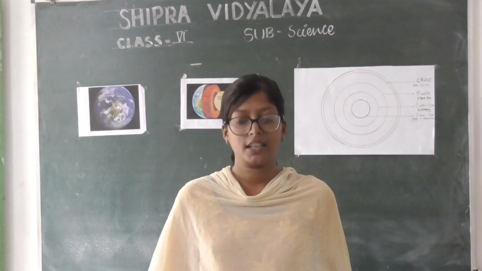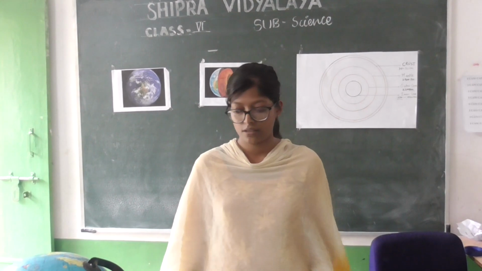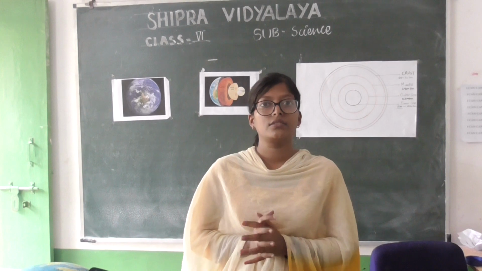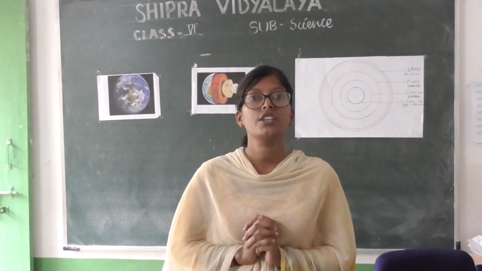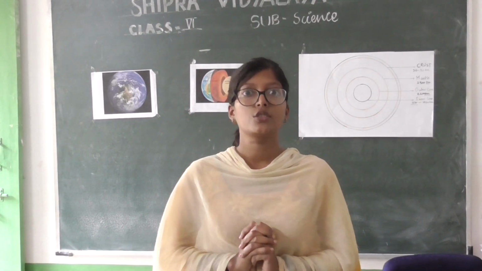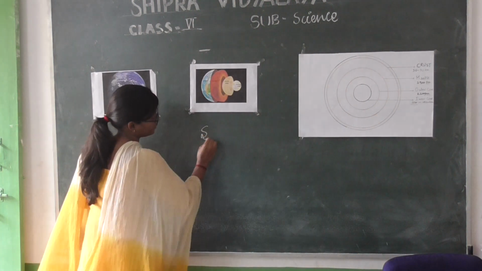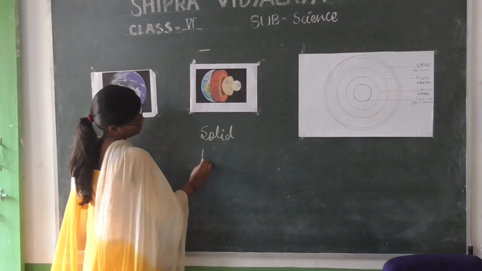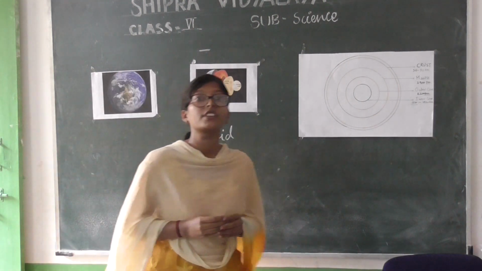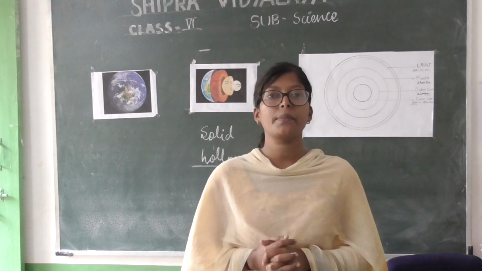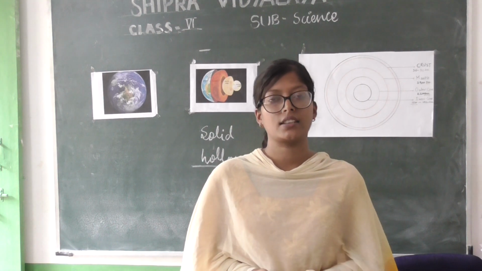Now students, let's study the structure of the earth. Students, you know that the earth is round in shape. It is not hollow, but it is solid. Do you know the meaning of solid and hollow? Hollow means something which has a hole and empty space in it. But solid means something which doesn't have a hole and empty space in it.